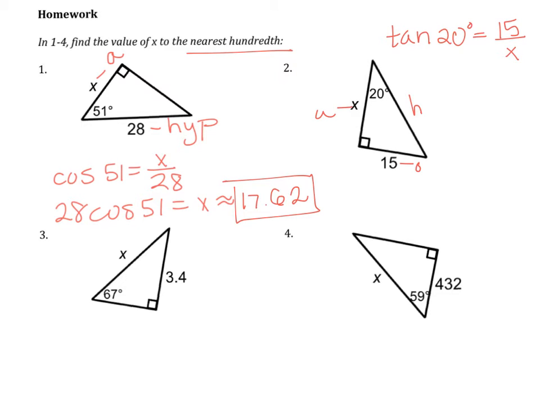Since the variable is in the denominator, I'm going to switch x and the function of the angle. So it's 15 divided by tangent 20. As a result, x is equal to 42.21.